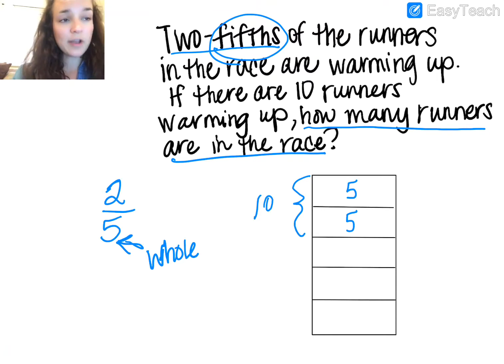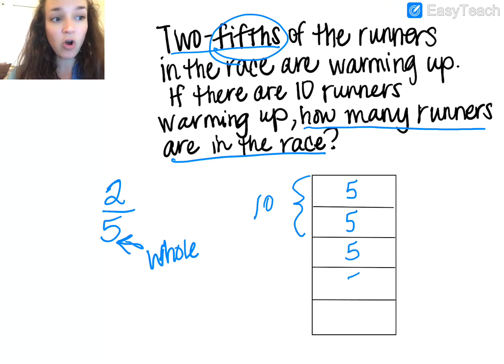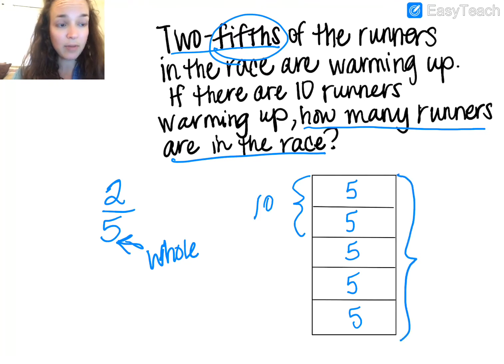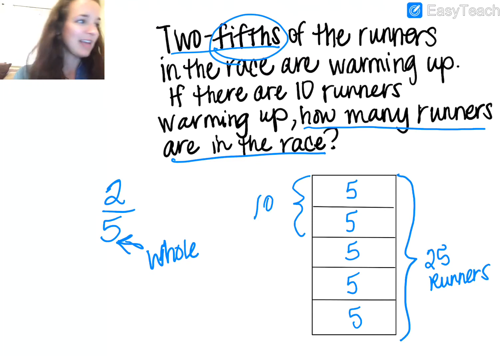So now we know that those 2/5 are 10, and we know that each of them therefore has to be 5. So if these are 5, remember these are all equal pieces. So if those 2 are 5, all the rest of these pieces are going to be 5. So then if the question asks how many runners are in the race, all we have to do is total them all up. So 5 5s gives us 25 runners. Okay? Awesome. Let's look at another one.